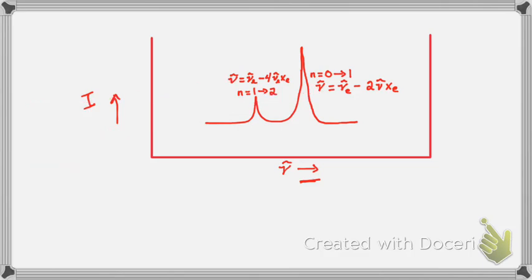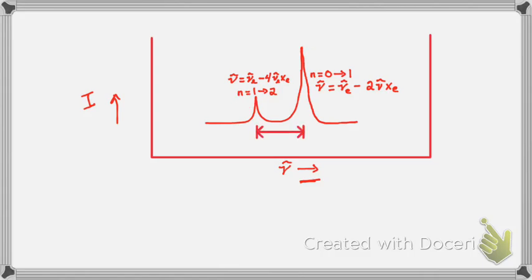The other thing to note, of course, is that the peak corresponding to the 0 to 1 transition is higher than the peak corresponding to the 1 to 2 transition, and that's simply a matter of population. There are far more molecules, as we noted in an earlier video, in the n equals 0 state than in the n equals 1 state. So since there are more molecules to undergo a 0 to 1 transition, we'll see a higher peak for the 0 to 1 transition than the 1 to 2 transition.